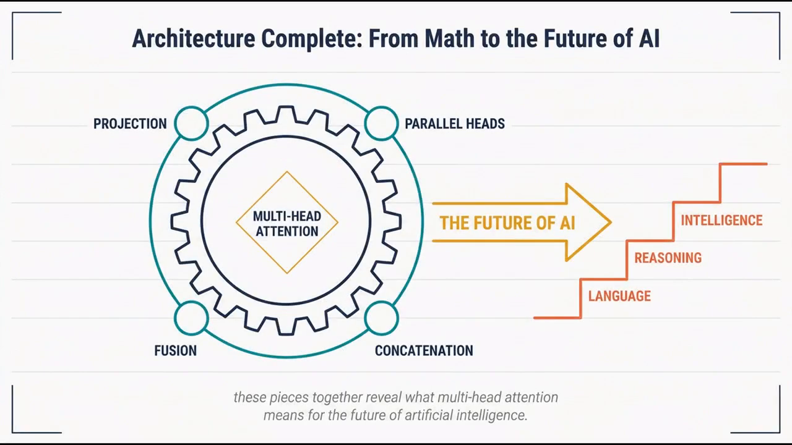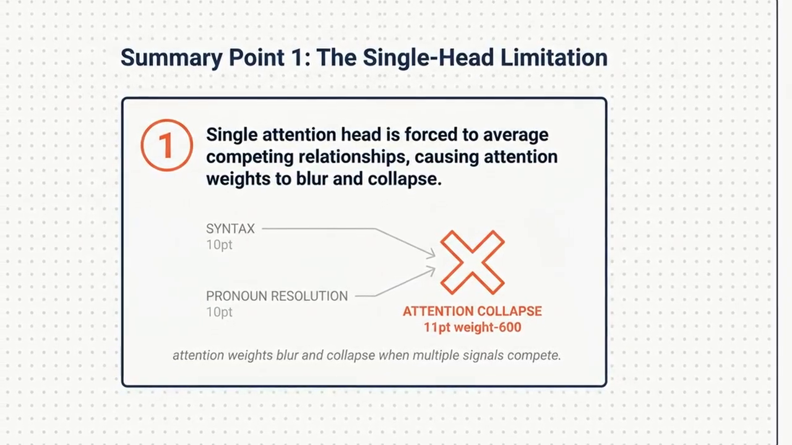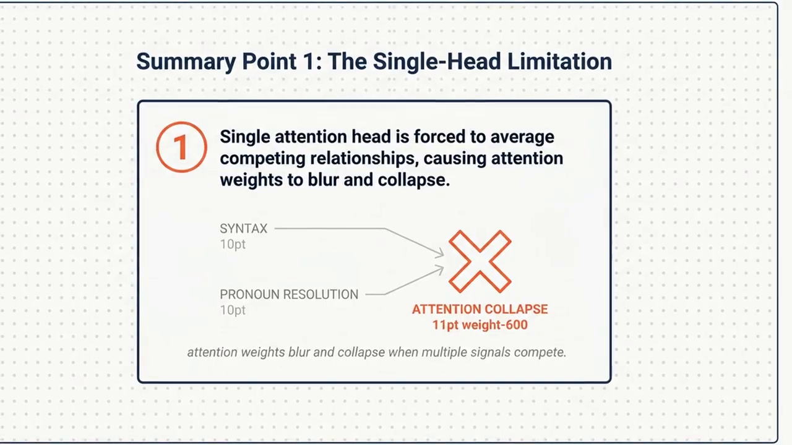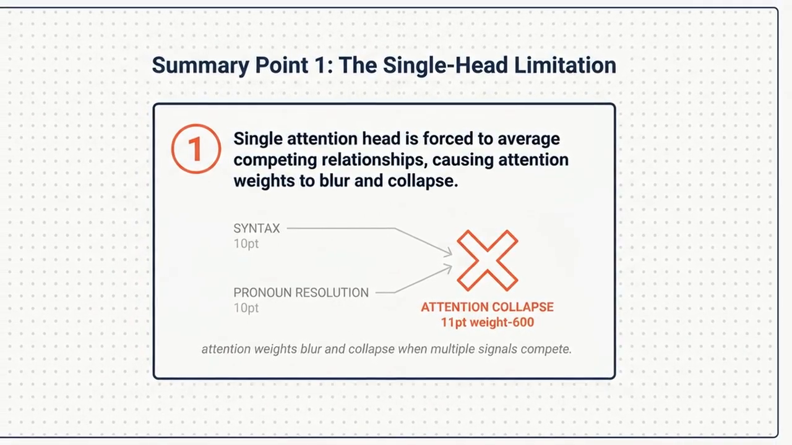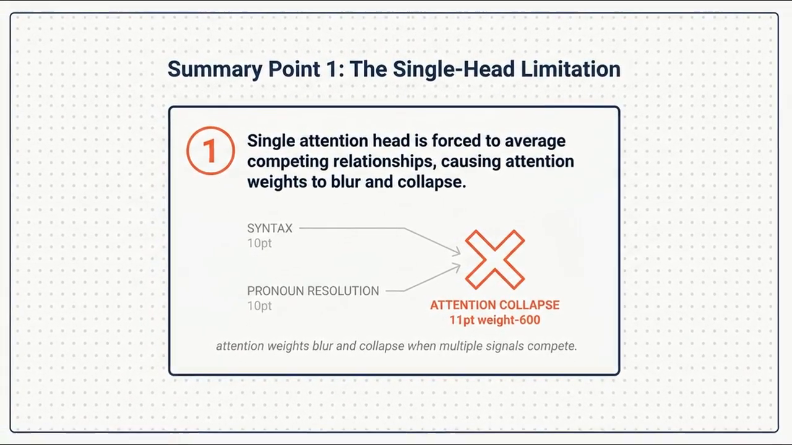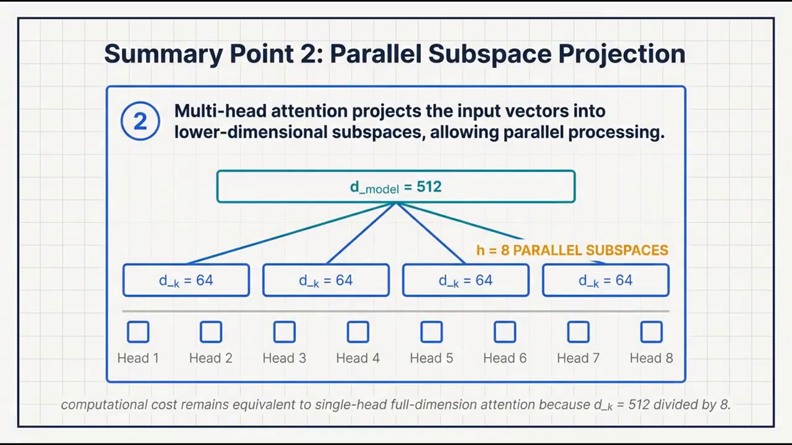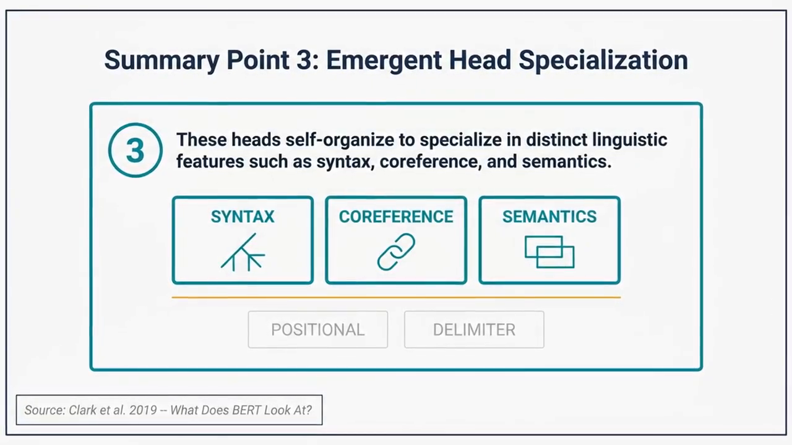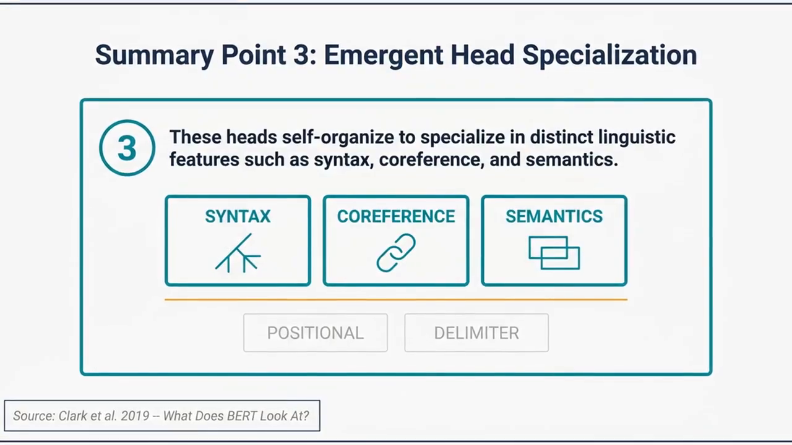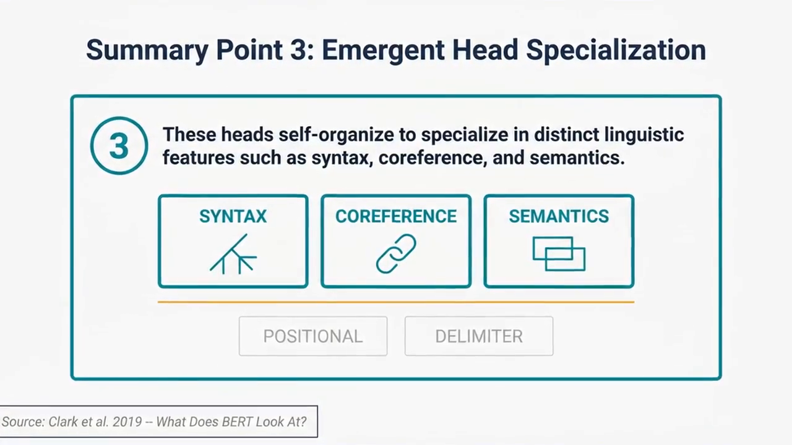This mathematical structure completes our journey through the architecture. Let us pull these pieces together to see the big picture of what multi-head attention means for the future of artificial intelligence. Let us summarize what we have covered today. First, a single attention head is forced to average competing relationships, causing attention weights to blur and collapse. Second, multi-head attention projects the input vectors into lower-dimensional subspaces, allowing parallel processing. Third, these heads self-organize to specialize in distinct linguistic features, such as syntax, coreference, and semantics.